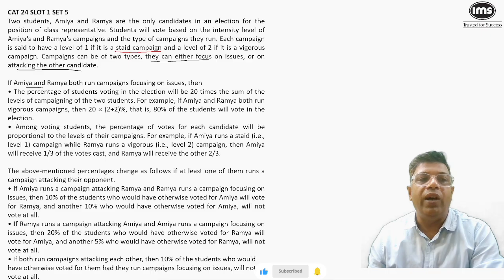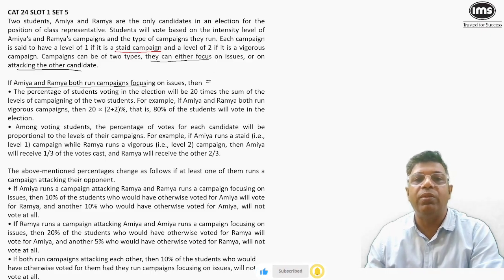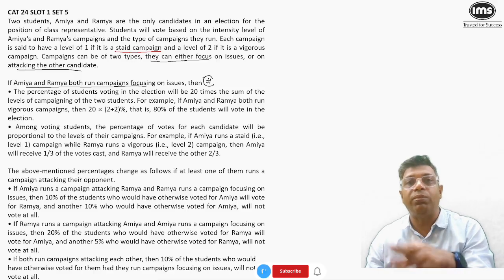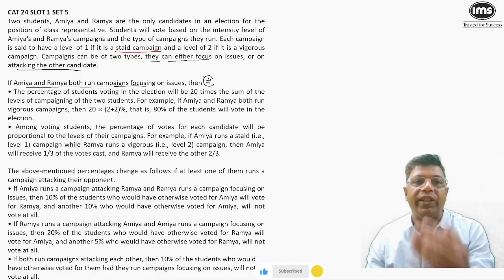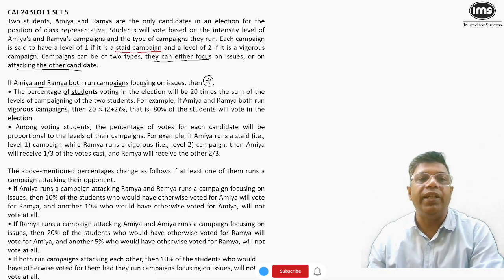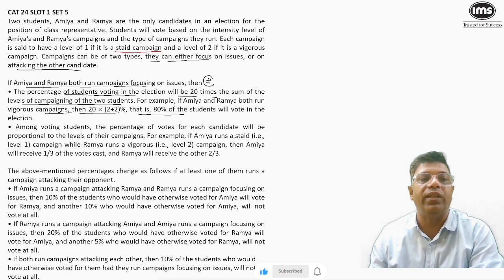Now, if Amya and Ramya both run a campaign focusing on issues, that is case number 1. Then the percentage of students voting in the election will be 20 times the sum of the levels of campaigns of the two students. For example, if Amya and Ramya both run a vigorous campaign, then the voting percentage will become 20 into (2 plus 2)%, that is 80% of students voting in the election.